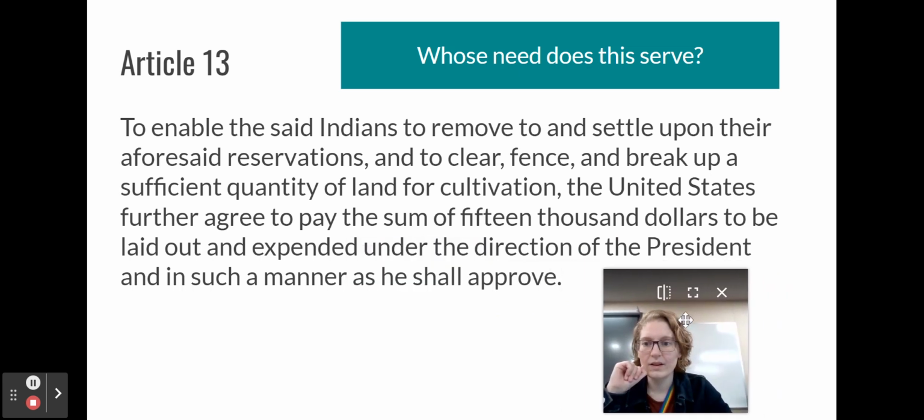Okay. Article 13, to enable the said Indians to remove to and settle upon their aforesaid reservations and to clear, fence, and break up a sufficient quantity of land for cultivation, the United States further agree to pay the sum of $15,000 to be laid out and expended under the direction of the President and in such a manner as he shall approve. So this is saying that the U.S. agrees to pay the Native tribe to, sort of, resettle at the reservations. Whose need does this serve?